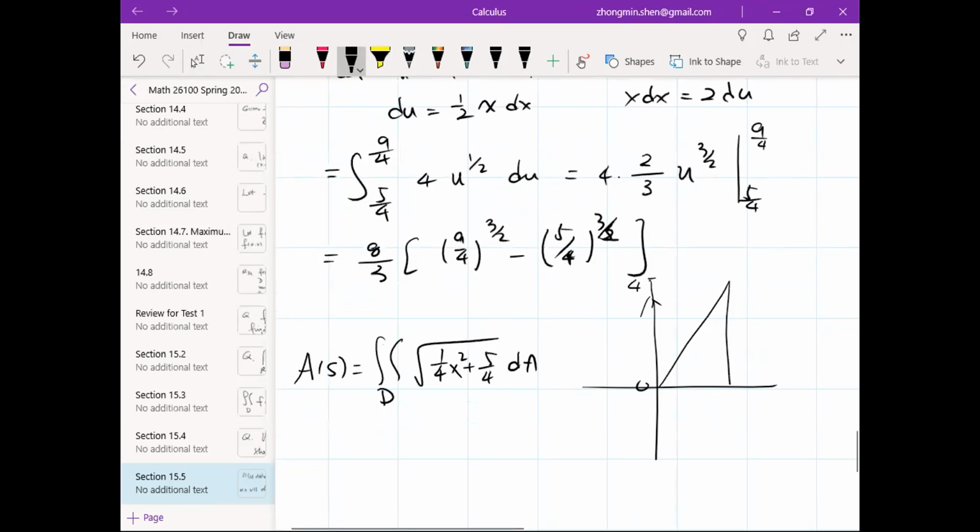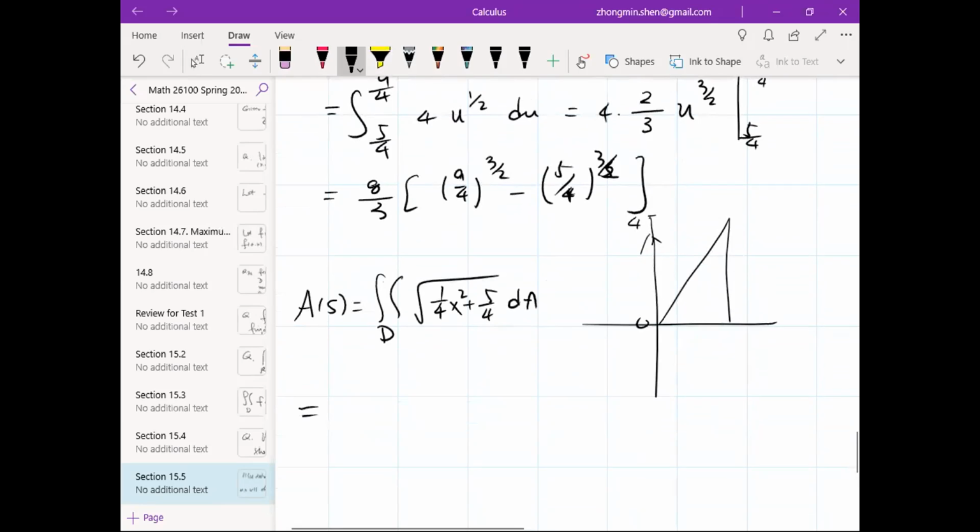I want to express it as an iterated integral. Maybe I'm not going to evaluate it. So this time I'm going to choose an arbitrary value y. This line is going to be x equals half of y, since y equals 2x. So now you get a horizontal line. So y goes from 0 to 4, but for each fixed y, x starts from half of y and stops at 2.